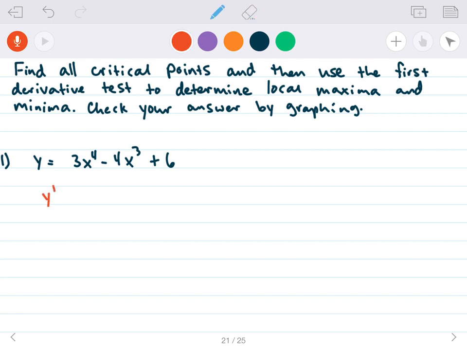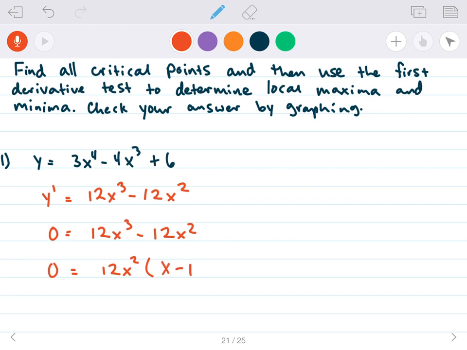So the first derivative is equal to 12x to the third minus 12x squared. Now we're going to set it equal to 0 to get the critical points. What I'm going to do is factor out a 12x squared so that I get x minus 1. Now if I set each of these equal to 0, for the first factor I get x equals 0, and for the second one I get x equals 1. So these are my critical points.